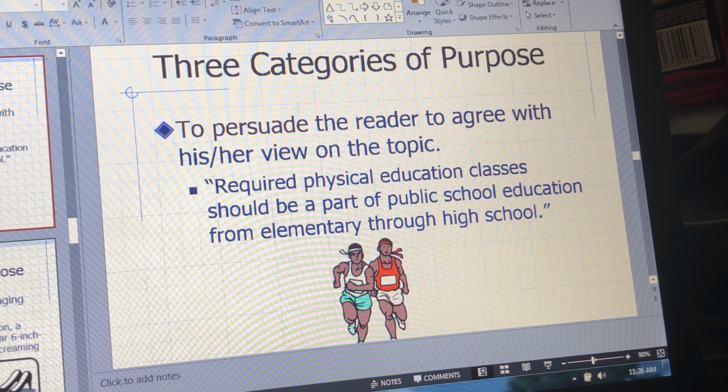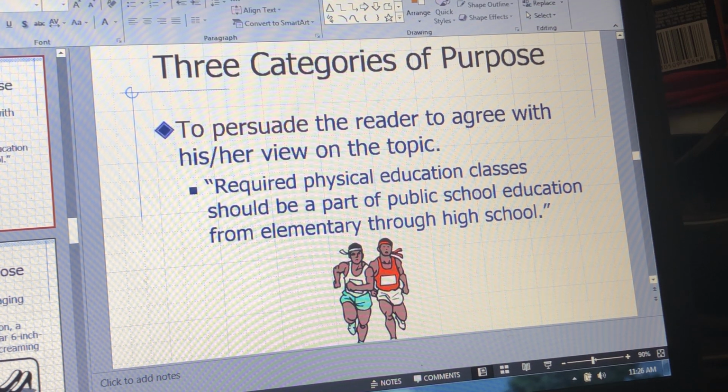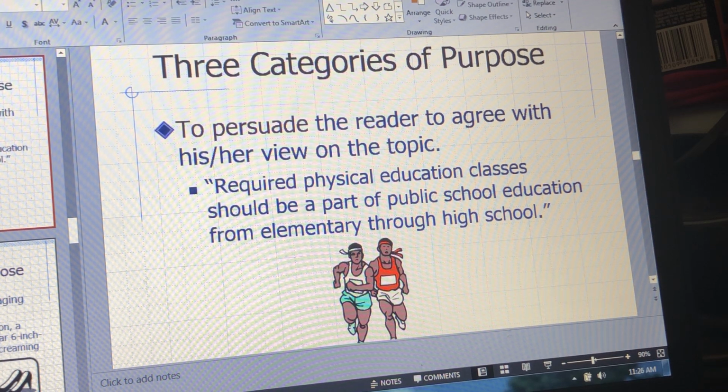Okay, the argumentative essay that you're writing me should be overtly persuasive. You have a thesis that's arguing something, and that's the purpose. So on that test, you might see things that are very obviously argumentative. Okay, required physical education classes should be a part of the public schools education. I can read today. Required physical education classes should be a part of public school education from elementary through high school. Okay, there are people who would overtly disagree with this.